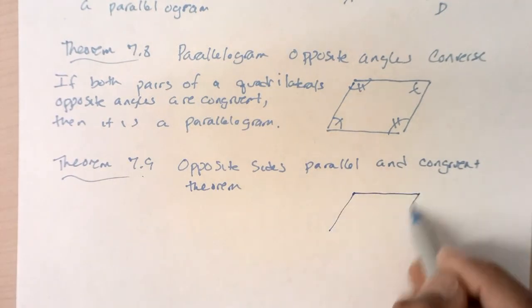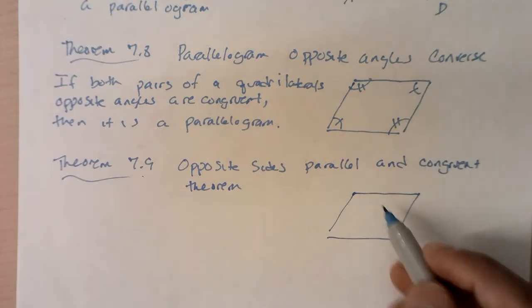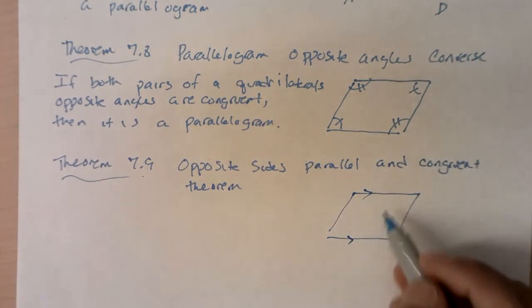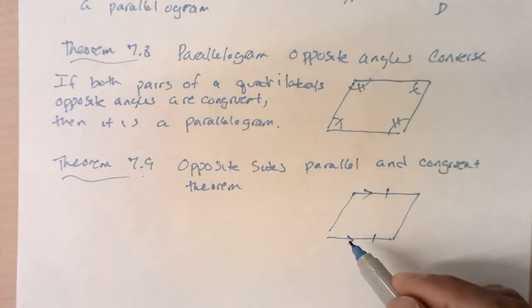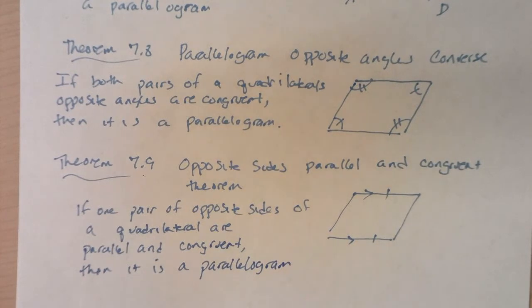If you have a quadrilateral, if exactly one pair of sides are both parallel, so I'm going to make this top and bottom side parallel, and congruent, then this quadrilateral has to be a parallelogram. So exactly one pair of opposite sides have to be both parallel and congruent.